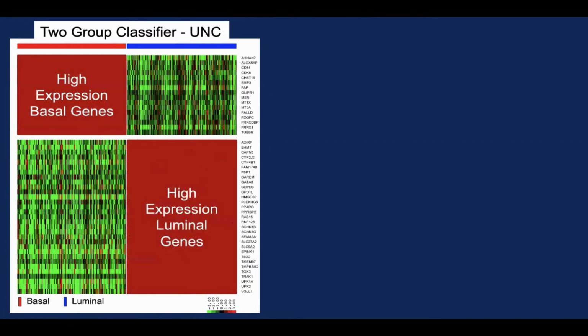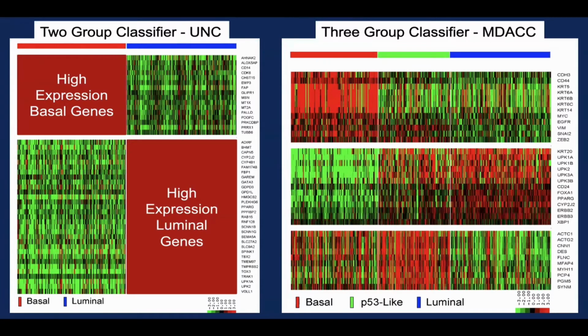So the UNC divided patients into basal and luminal as just two classes. And I'm going to come back to this because we actually use this classifier. It's a very clean classification. The patients were clearly one or the other, and there wasn't a big gray area. They subsequently added a third group to their classifier.